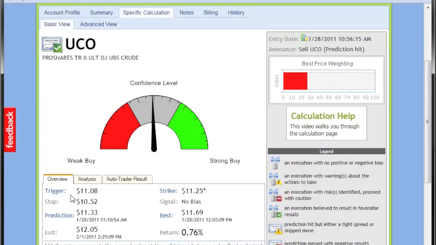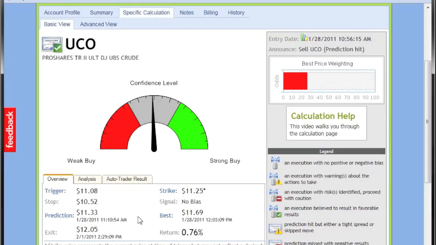In the case of the trigger, that is when the system actually had enough momentum to trigger the buy. The strike price may be close or far away from that trigger price, but that's the current price of the stock. If the market is taking off, you will notice that that price will be higher. The stop is what Market Ally marks as an appropriate stop for the execution, and then the signal will give you additional information about the buy.